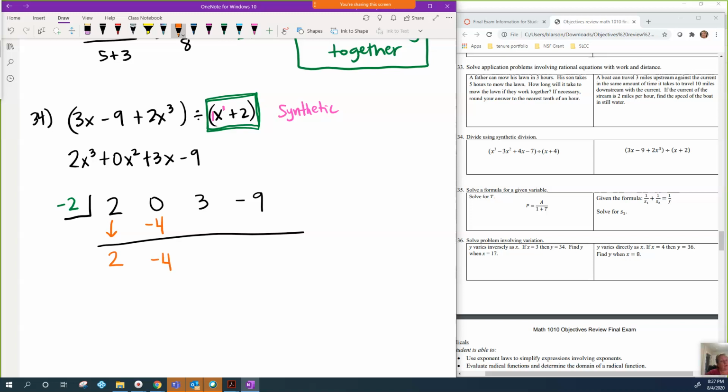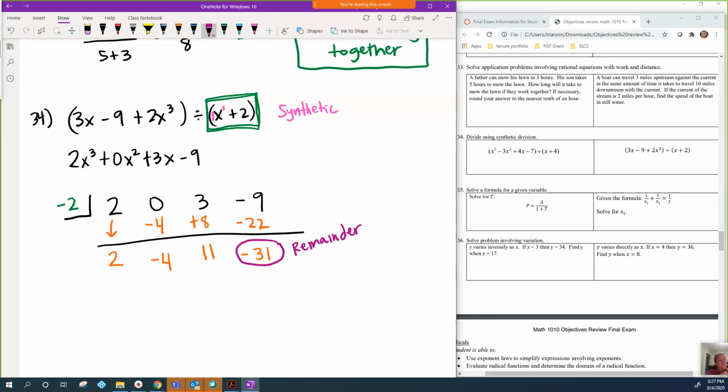And then start it over again. Now multiply -4 times -2, which is +8. Add those together, and that will give me 11. Then 11 times -2 is -22. Add those together and get -31. So I've got to remember that this last number that I come up with in my answer row, this is my remainder.